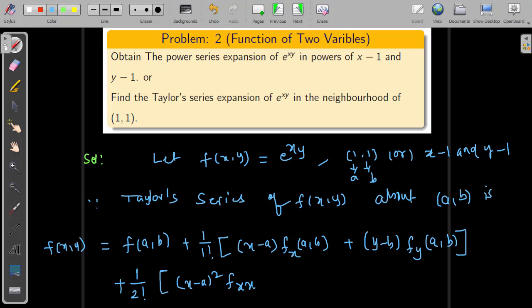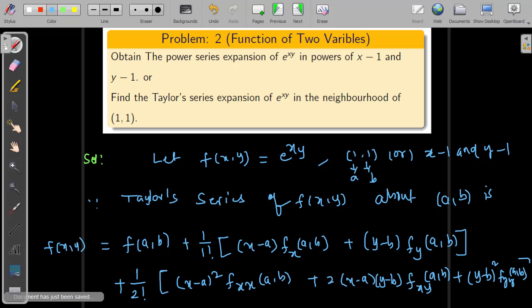So f double x means the second partial derivative of f with respect to x squared at the point a comma b, plus the second term, 2 times x minus a multiplied by y minus b, the mixed partial derivative at the same point a comma b, plus the last term, y minus b whole to the power of 2 times f double y at a comma b, close the bracket, and after that, plus so on. We can write third order and fourth order also, depending upon the given problem. It is enough to go up to second order terms, so we can find the second order derivatives using the given function. Let us mark this as equation number 1.